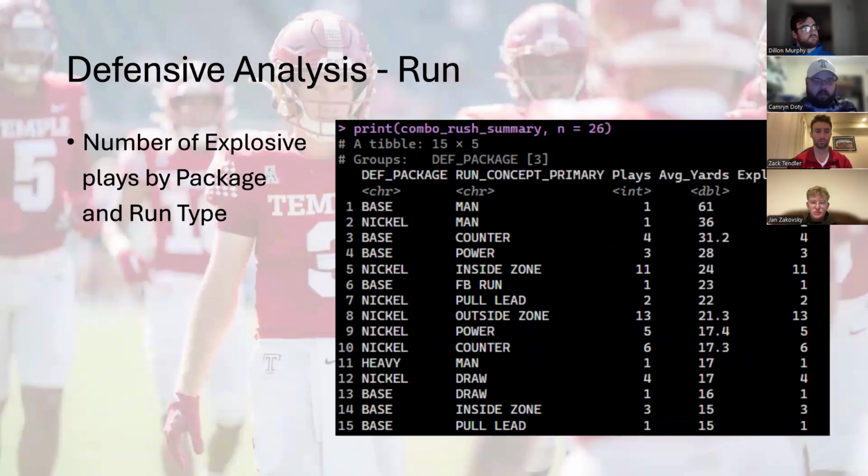And then I combined them again to see where our biggest vulnerabilities were. In our base and nickel packages, we were letting up a lot of man runs, and we were also giving up a big amount of runs in our nickel inside zone and our nickel outside zone. So our nickel was really getting beaten on the runs, which makes sense because nickel packages are usually heavier on the backside of the ball for pass plays.